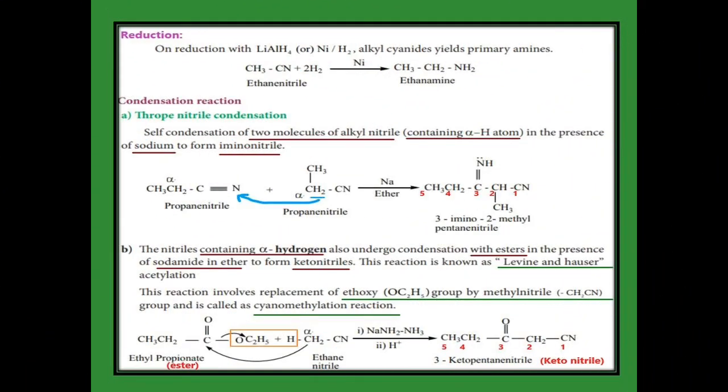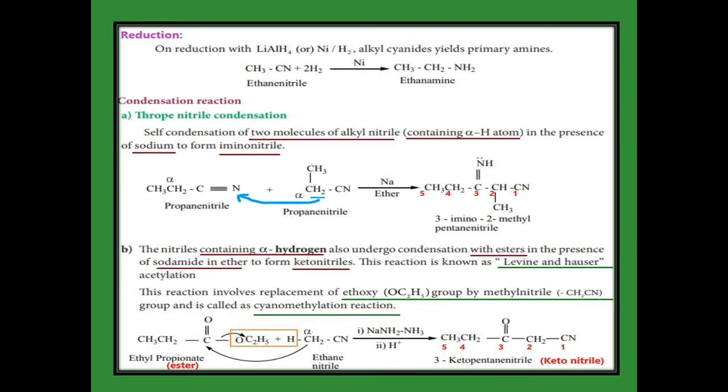When cyanide undergoes reduction with the help of lithium aluminum hydride or nickel, reduction means addition of hydrogen, so we add 4 hydrogen. 2 hydrogen go to carbon and 2 hydrogen go to nitrogen, so we get ethanamine. Ethanamine means 2 carbons with single bond, ane, and then amine is present. Ethanamine is a primary amine.